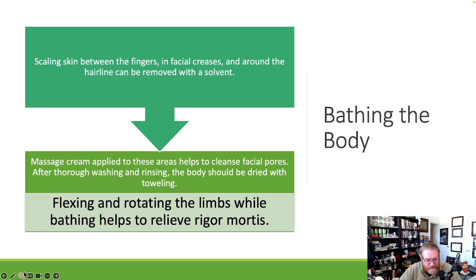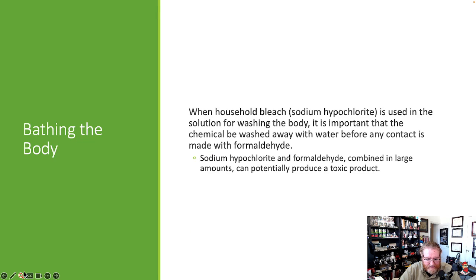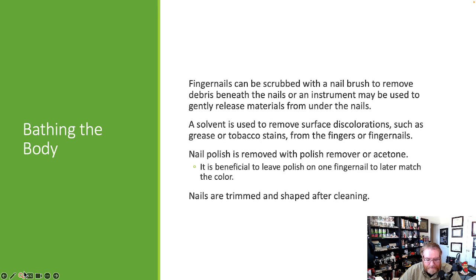After thorough washing and rinsing, the body should be dried with toweling. Flexing and rotating the limbs while bathing helps to relieve rigor mortis. When bleach or sodium hypochlorite is used in the solution for washing the body, it is important that the chemical be washed away with water before any contact is made with formaldehyde. Sodium hypochlorite and formaldehyde combined in large amounts can produce a potentially dangerous situation. It is a toxic product.